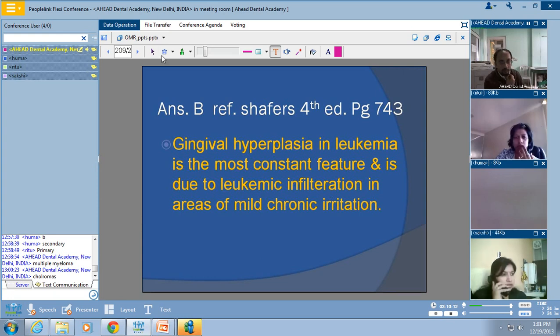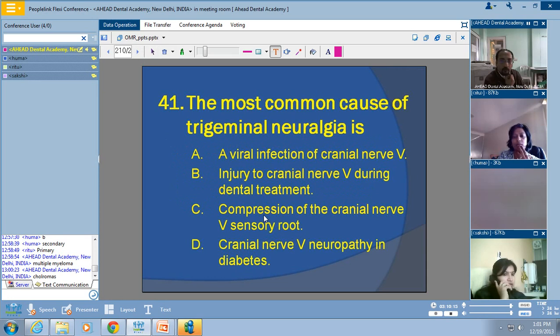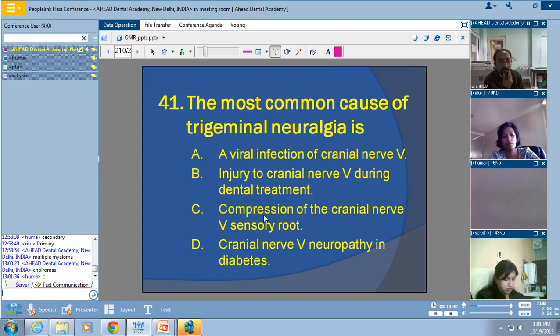41st, the most common cause of trigeminal neuralgia is? What do you think it could be? The most common cause of trigeminal neuralgia is? A, B, C, D, what? It is C, choice C. The choices A, B and D may be responsible, but if you take all four in toto, choice C is definitely much better.